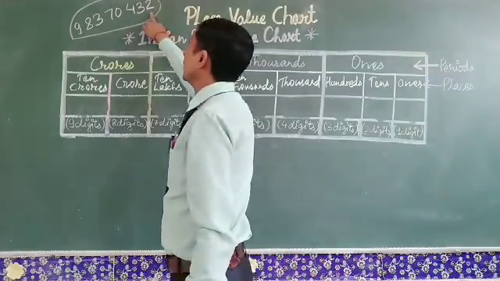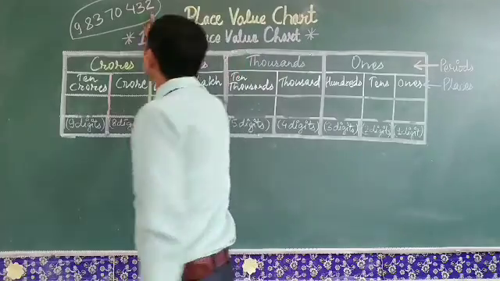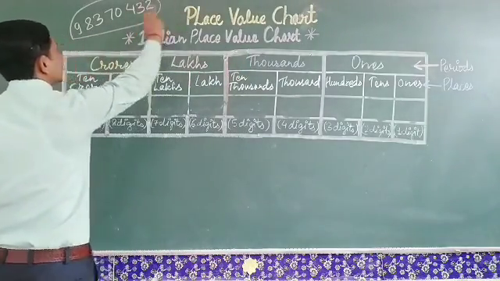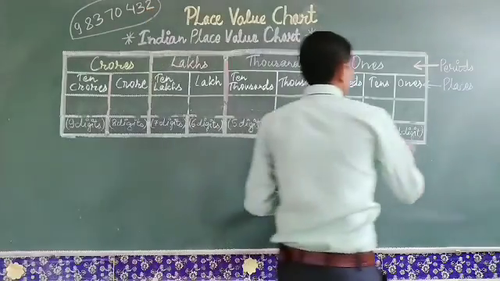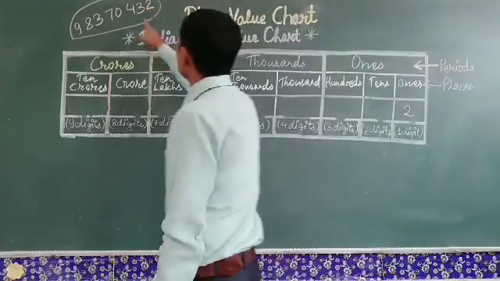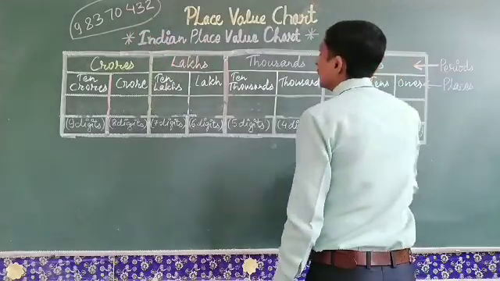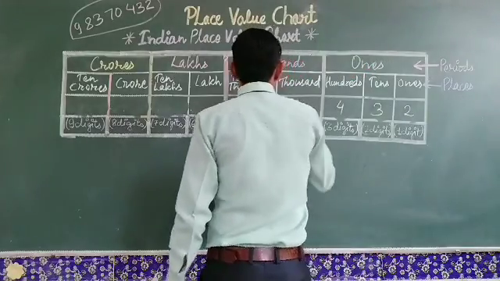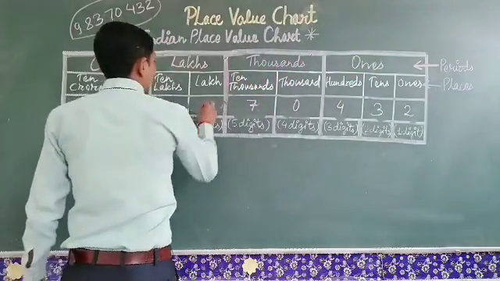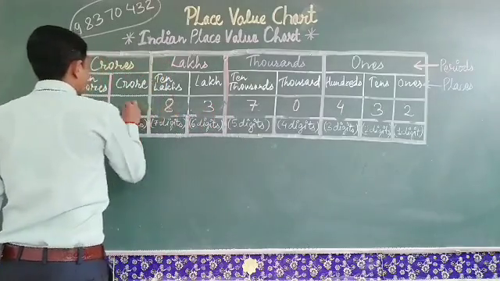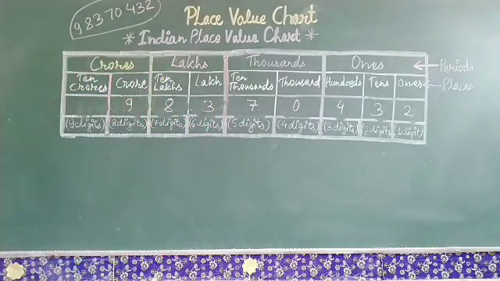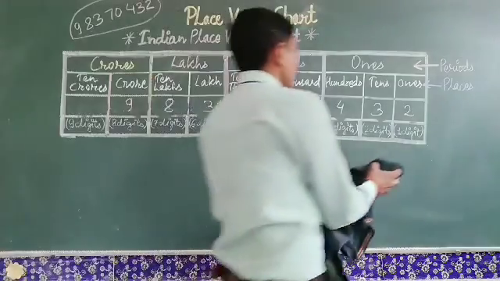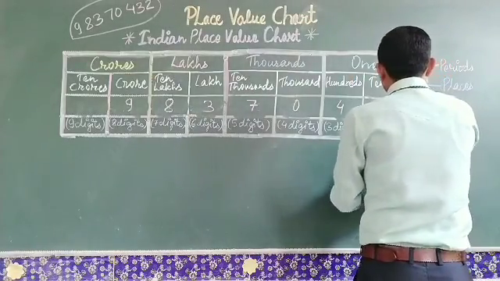We start from the number at the extreme right. This is 2, so put 2 in ones place. Then go to the left side: 3, put 3; then 4, 0, 7, 3, 8 and 9. In this way we can put the values in the Indian place value chart.